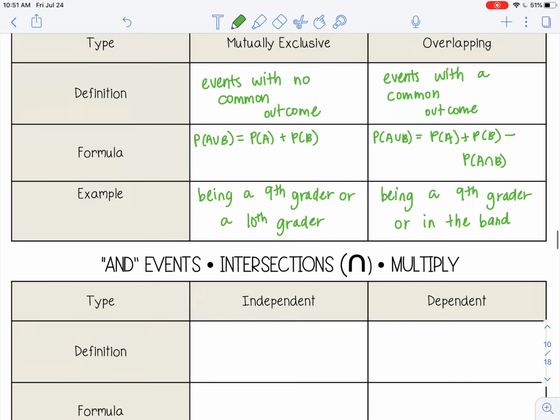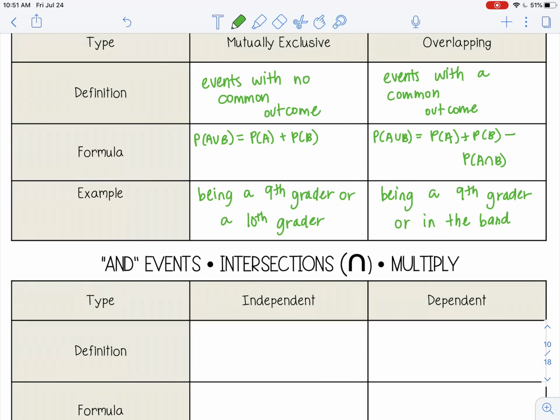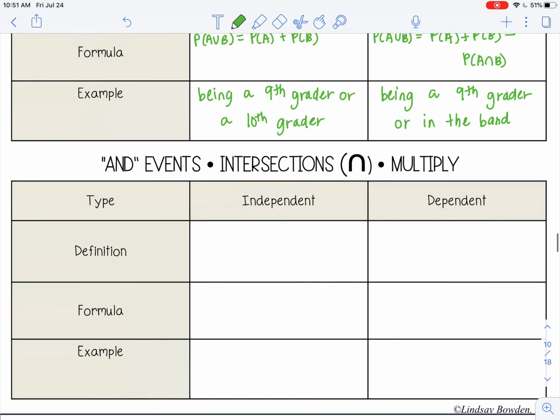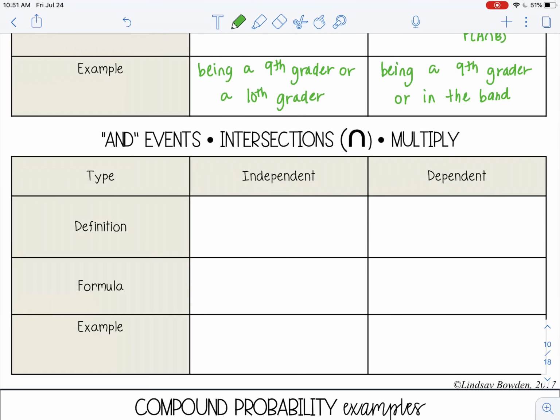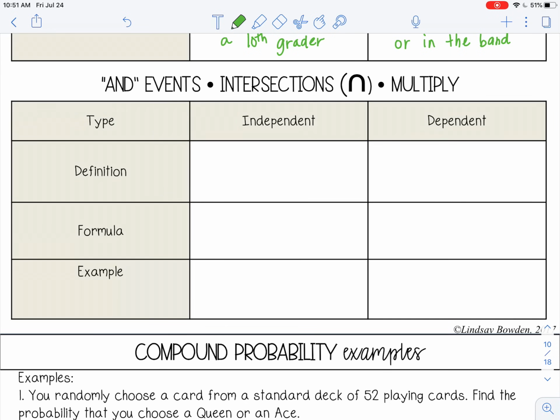All right, the other type of event is an AND event. So if you need some more time to finish writing these notes, pause the video now. Okay, so AND events are intersections, and we're going to be multiplying in these events. So the first type is an independent event, and that is events that don't affect each other. They are independent of one another. And then dependent would be events that do affect each other.